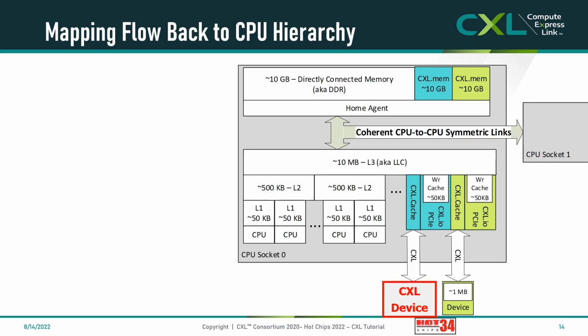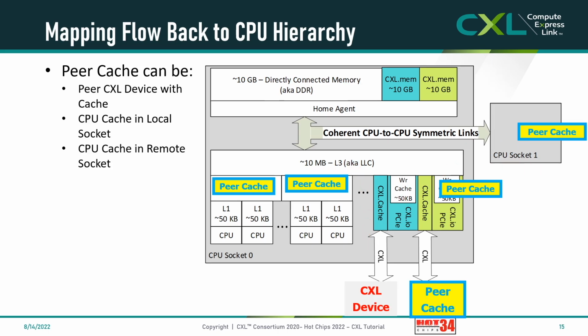Now, mapping that flow back to the cache hierarchy we looked at earlier, the device itself is at the bottom, connected on the CXL port, sitting within the cache hierarchy of the CPU. Peer caches in that flow could be a peer CXL device, a peer CPU cache, or a peer CPU socket and caches within that socket. It could be the write ordering queue or write ordering cache that we use for translating ordered PCIe traffic into the coherent domain. So it could be any of those. The flows look the same.